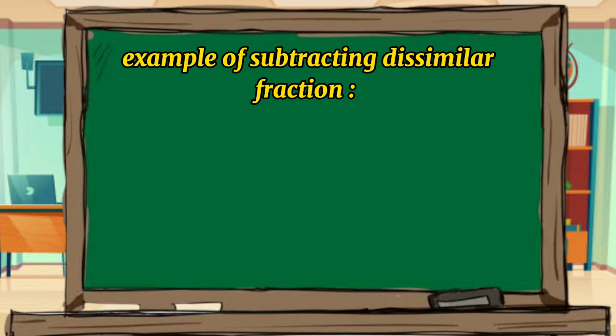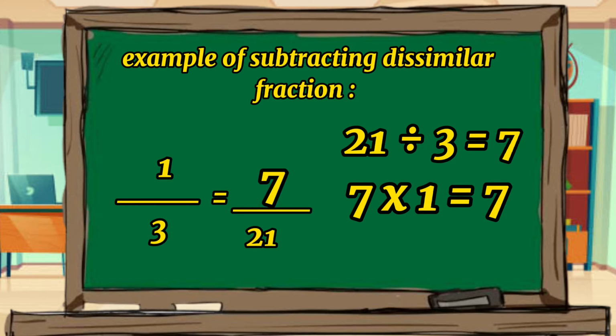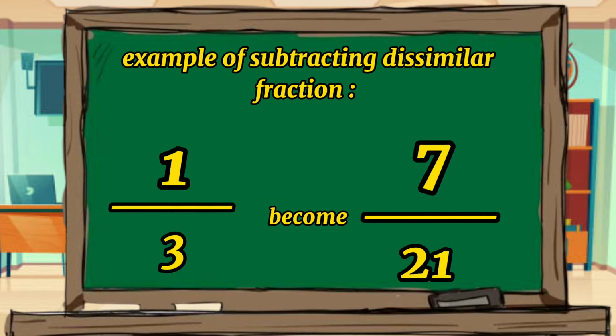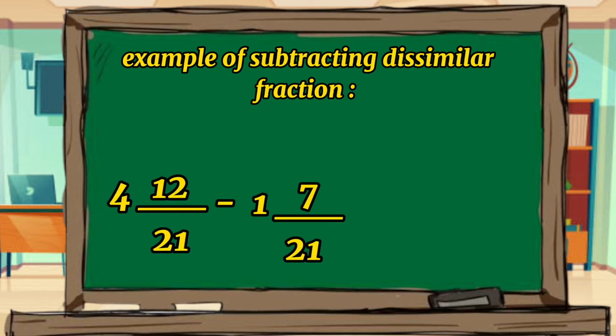Let's repeat the step on 1/3. 21 is the LCD. 21 divided by 3 equals 7. 7 times 1 equals 7. Therefore, 1/3 becomes 7 over 21. Since our fractions are similar, we can now subtract. 4 and 12 over 21 minus 1 and 7 over 21.